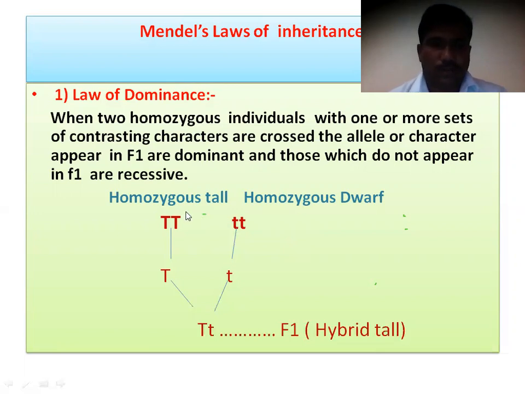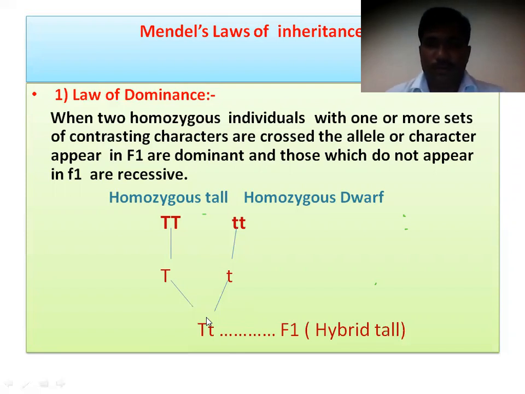See this example: homozygous tall and homozygous dwarf individuals are crossed to form the gametes, capital T and small t, and in the F1 generation we get capital T small t. So these hybrid talls are formed. This capital T small t is a heterozygous condition. Even in a heterozygous condition, the tall character, that is dominant, appears.